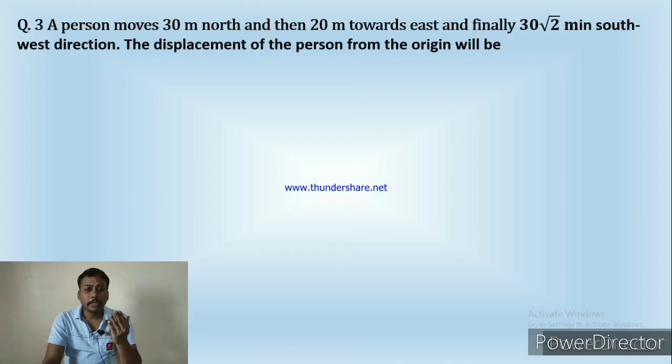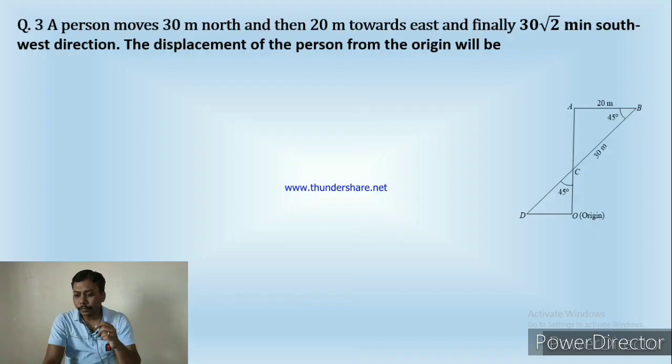Now here, suppose that the person starts from origin O. So let's draw a diagram for this. This O is the origin. The person starts from this origin O and moves north towards A, that is 30 meter. So OA becomes 30 meter. From A it moves towards east up to B. So AB becomes 20 meter.